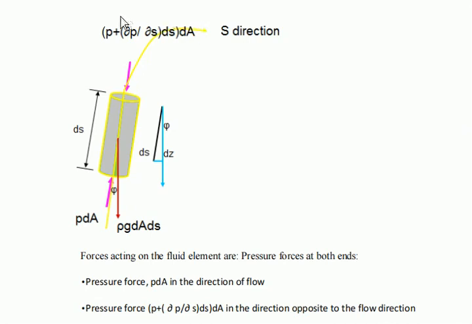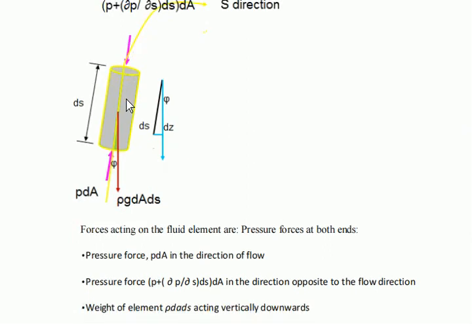So this is the other pressure force, which is acting at the other end. These two forces act opposite to each other. One is the pressure force acting along the direction of the streamline, and the other is the pressure force acting opposite to the streamline direction. Another one is the weight of the element, acting vertically downward.